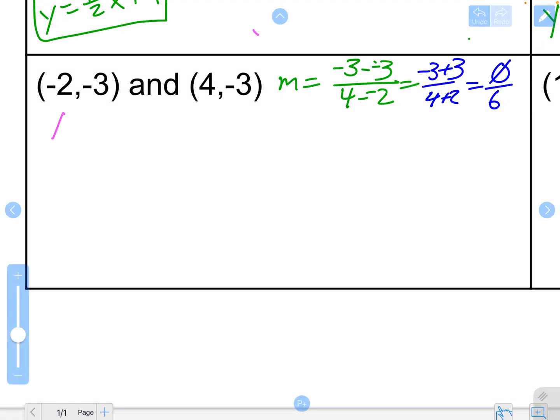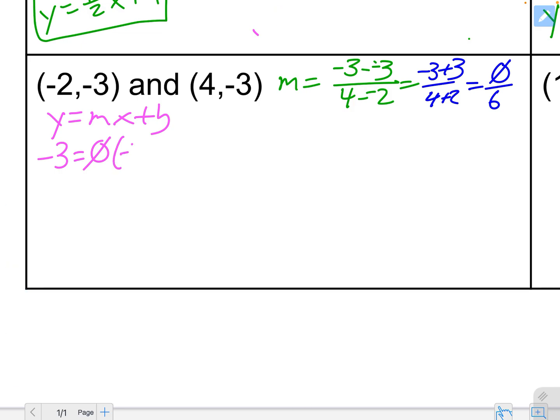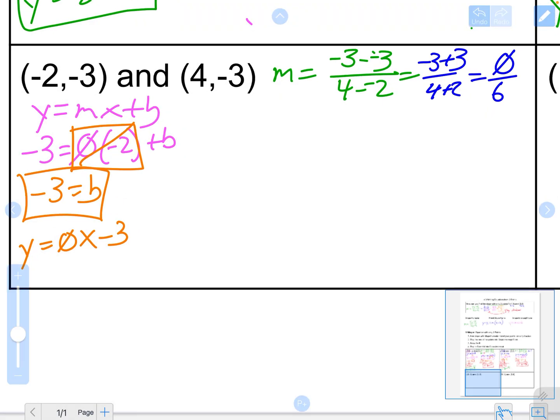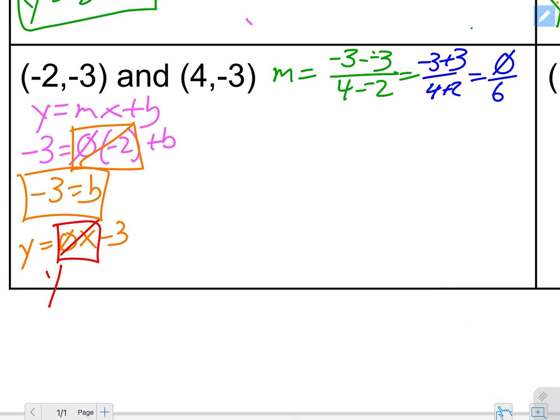So if we use our y equals mx plus b, negative 3 equals, our slope is 0, x is negative 2, plus b. I know that anything times 0 is 0, and it's simply going to go away. So negative 3 equals b. And we write our equation: y equals 0x minus 3. And again, anything times 0 goes away, so it's simply y equals negative 3.